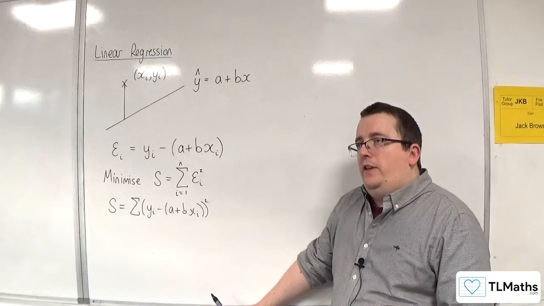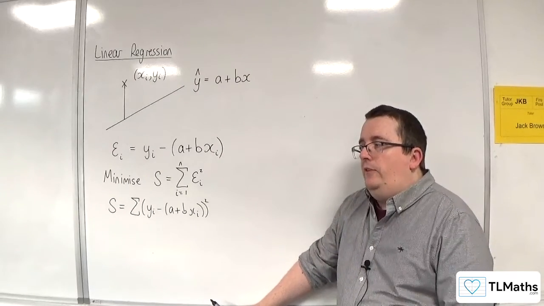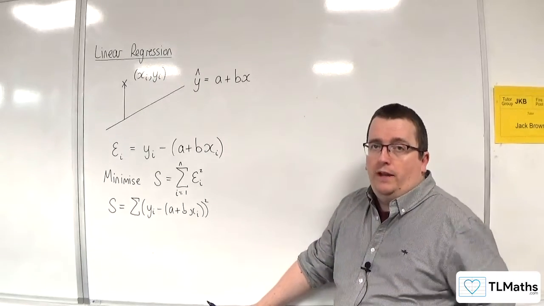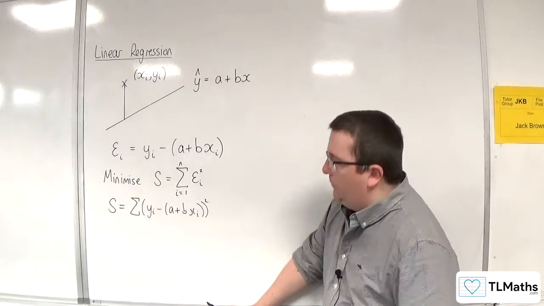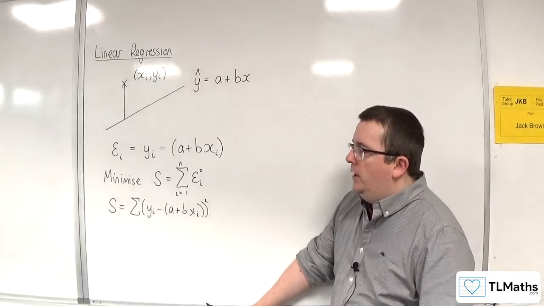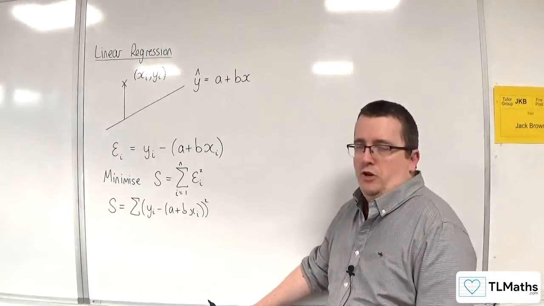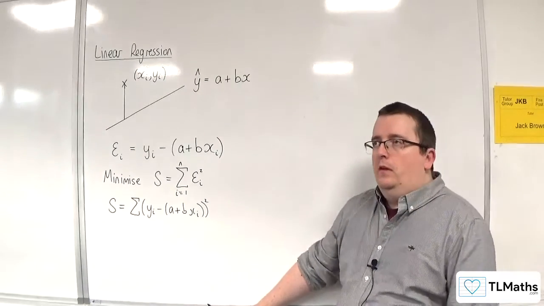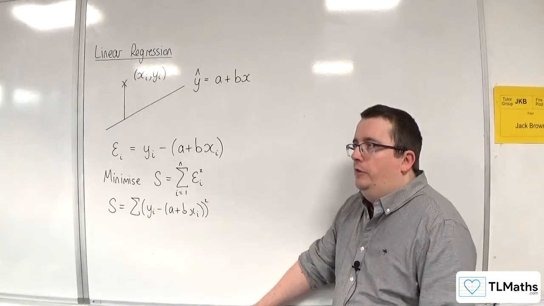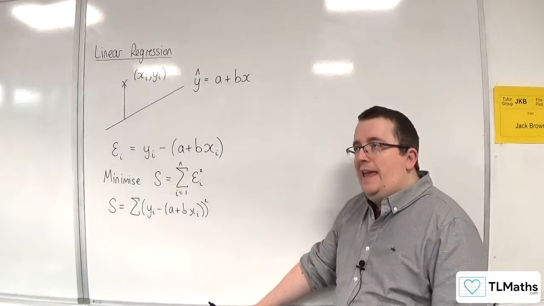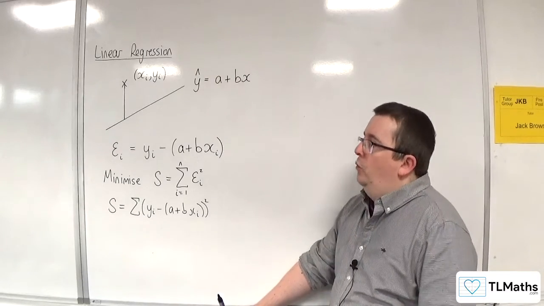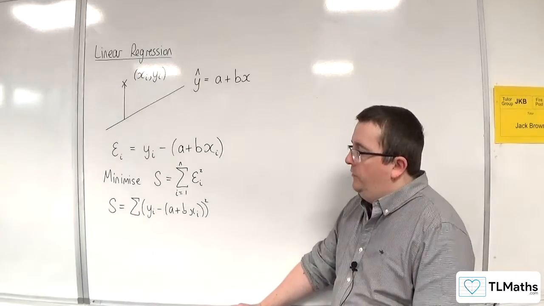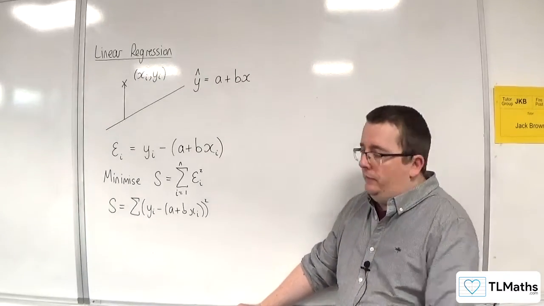Now, because it's a minimization problem, it's an optimization problem. Essentially what I want to do is differentiate this. But the question becomes, okay, well, if I want to differentiate it, in which variable am I differentiating it by? What am I trying to do here? Well, I am trying to find the value of A and B that will minimize S. Okay, so I'm trying to find the value of A and B that will minimize S.